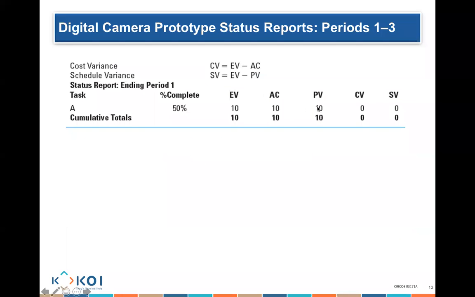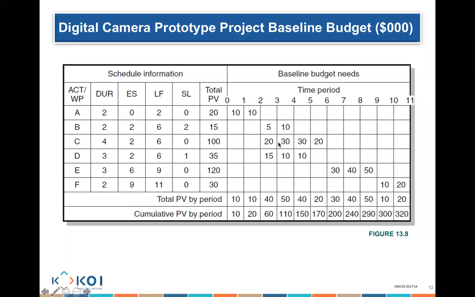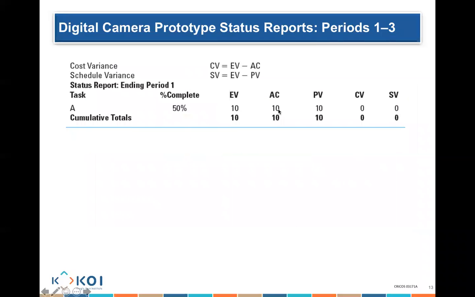Now, what am I planning to earn? Well, I'm planning to earn $10. Okay, great. What's the cost? It's going to cost me $10. Great. So let's compare cost variance. Cost variance is earned value minus actual cost. So I earn 10 minus 10 equals 0. Schedule variance, I earn 10 minus 10 equals 0. So my cost variance is 0. My schedule variance is 0.